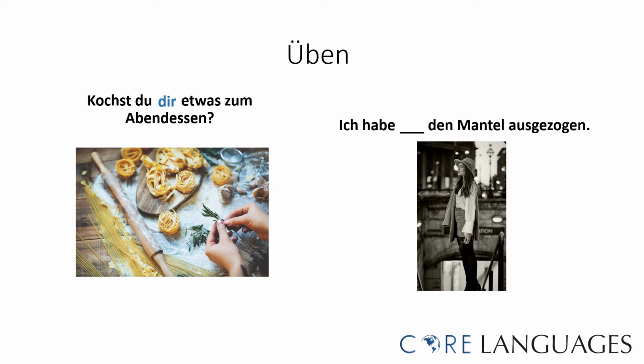Ich habe den Mantel ausgezogen. The subject is ich, and the dative reflexive pronoun is mir. Ich habe mir den Mantel ausgezogen. I've taken myself off the coat, or I've taken the coat off for myself.